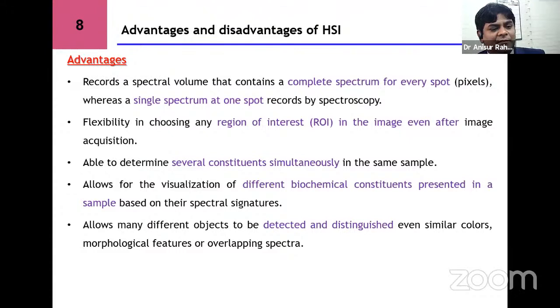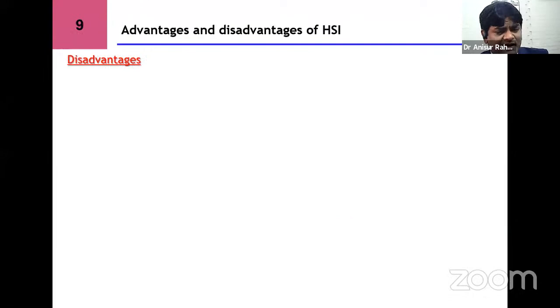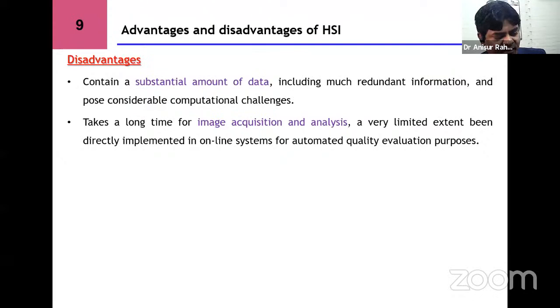However, it has some disadvantages. The main disadvantage is the substantial amount of data. You will get a lot of data, including massive redundant information, posing computational challenges. On an apple, you take the spectra, you get a lot of data, and it takes a long time for acquisition and analysis. For this reason, it is very limited in implementation in online systems for automated quality evaluation nowadays.